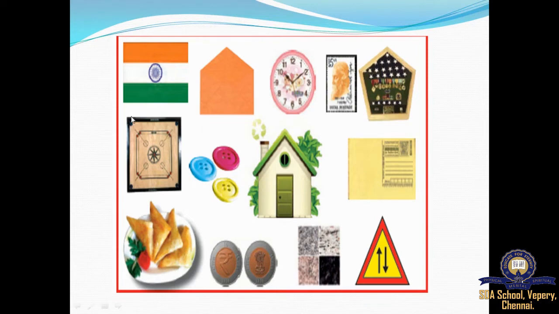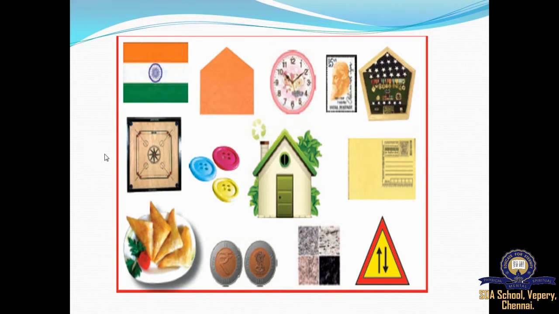This is the first page of our book. Have you seen these pictures before? Yes, we know our national flag. Our national flag's shape is, yes, very good, rectangle. This is an envelope cover. This is a clock, buttons, and a carom board. We know the shape of the carom board is square.